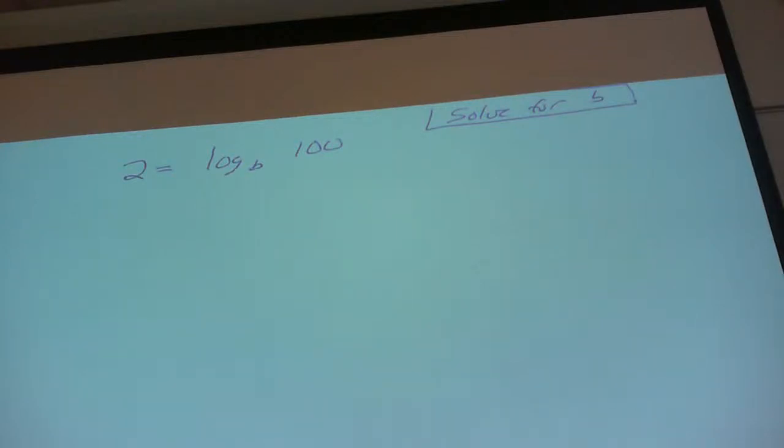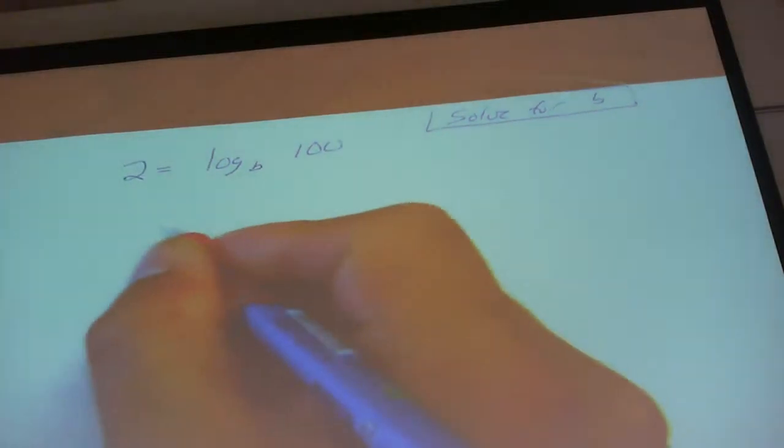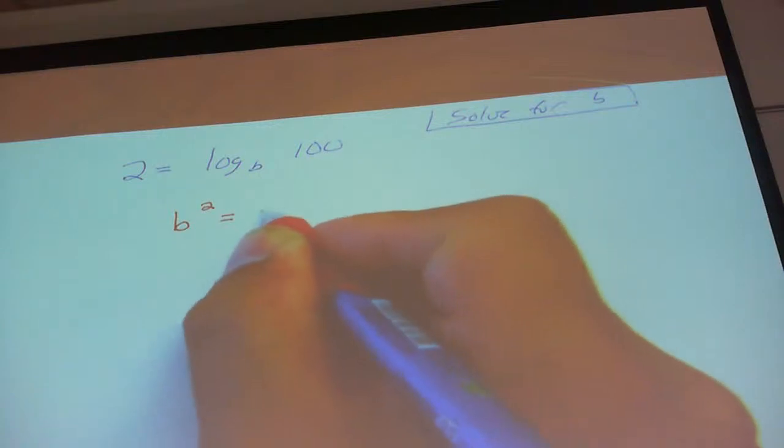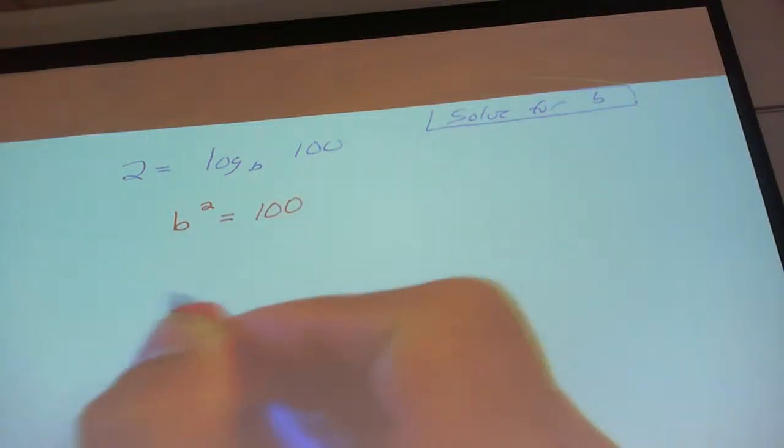There's one little thing I need to point out. So first of all, if we convert, this will be written as what? b to the second power equals, and what number squared equals 100?